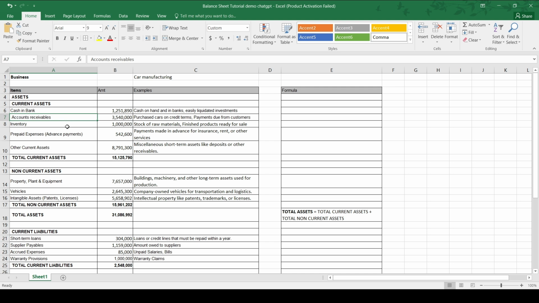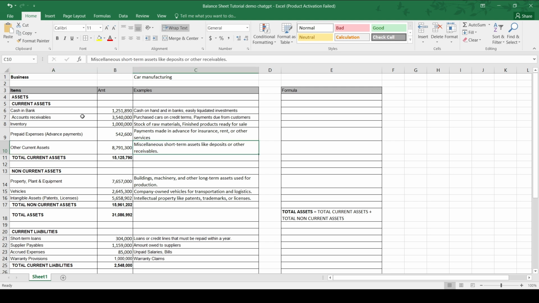Then we have the inventory. This includes goods that are ready for sale or raw materials that will be used in manufacturing products. Then come the prepaid expenses. These are expenses that have already been paid but will be used in the future, like insurance or rent. Then come the other current assets, which include miscellaneous assets and other items convertible to cash or short-term deposits.